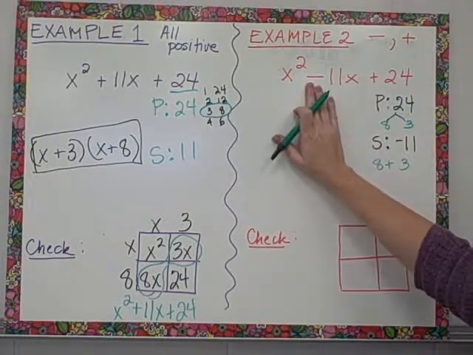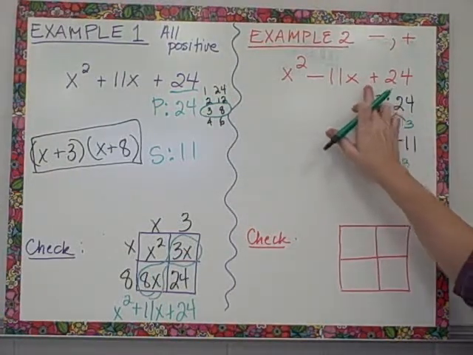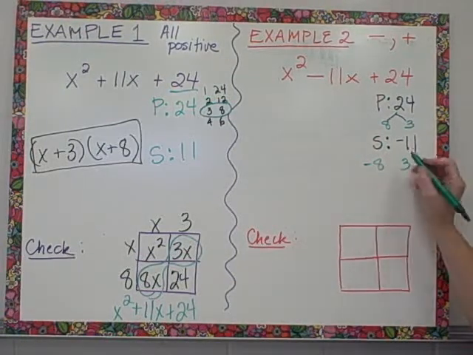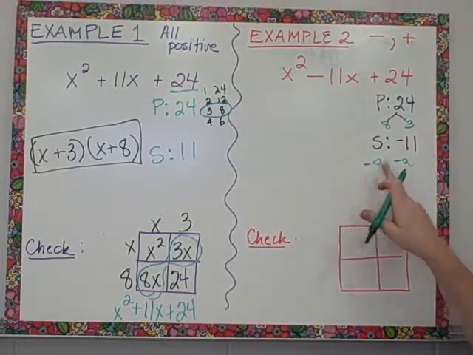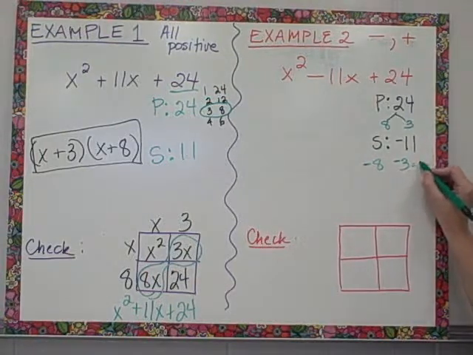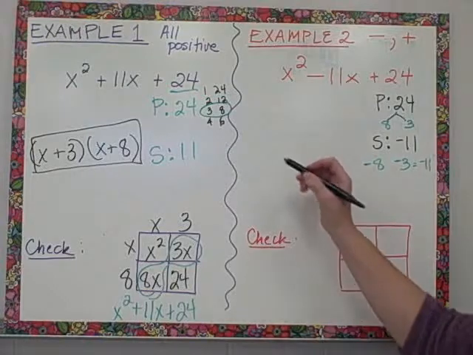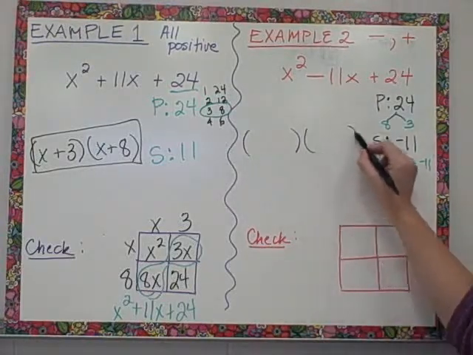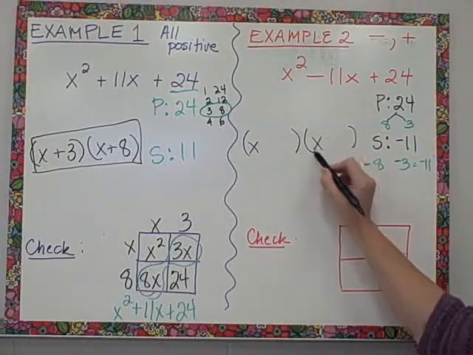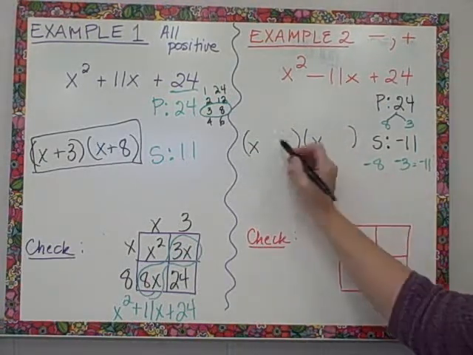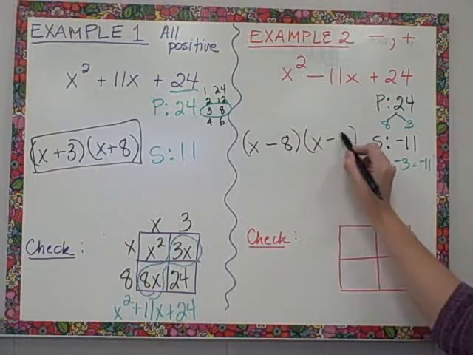So when this negative is first and the second one is positive, that's when I know both of my factors need to be negative. Because negative 8 minus 3 would give me a negative 11. That's what I want. So this changes my factors a little bit. I still have x times x. And this time, instead of having plus 8 and plus 3, I have minus 8 and minus 3.